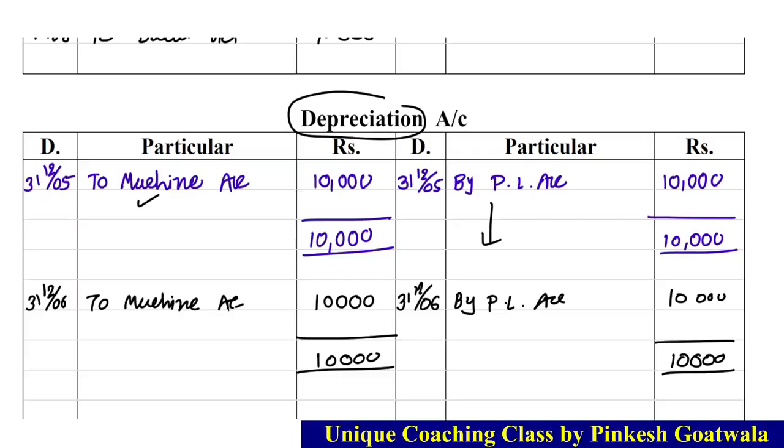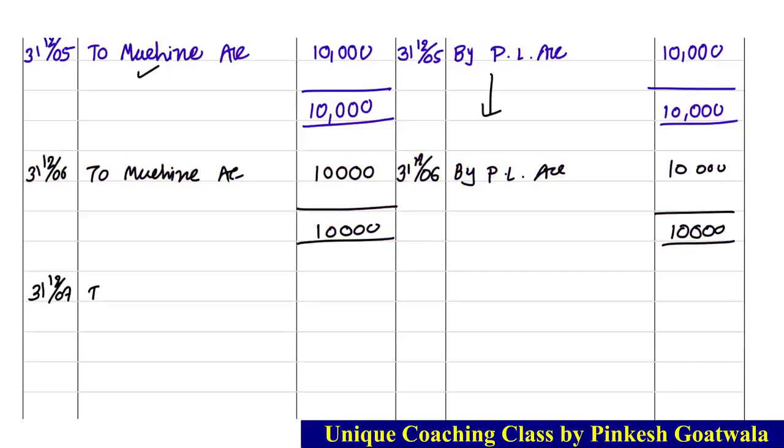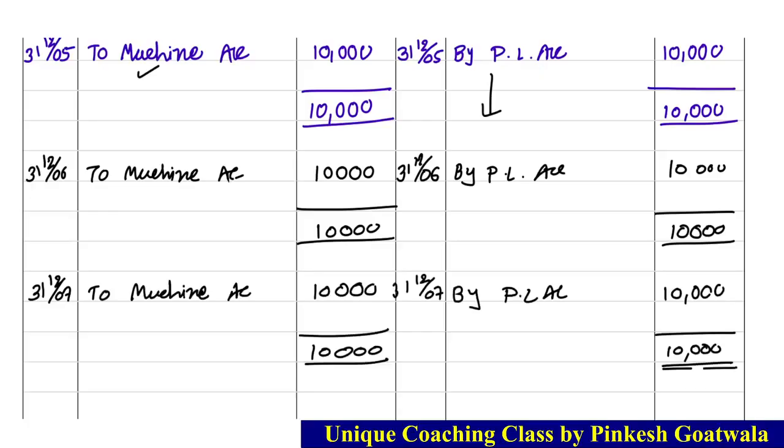Now 31st December 7 to machine account 10,000. Okay, close this. Every year the amount is 10,000. Here 31st December 7 by P&L account amount 10,000. Account close. Clear? So it's a very simple way. Think of the journal of the first year, give its effect, and then from the effect of the first year you can give the effect of every year. So here we have completed all accounts in the books of buyer, right?